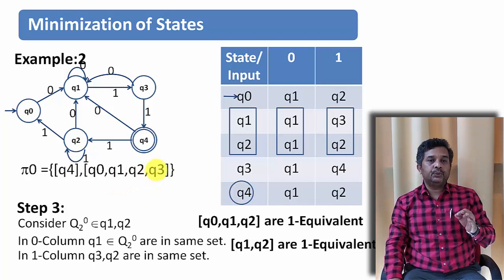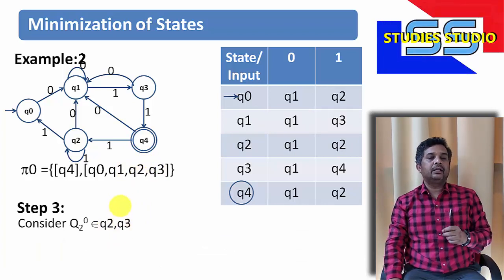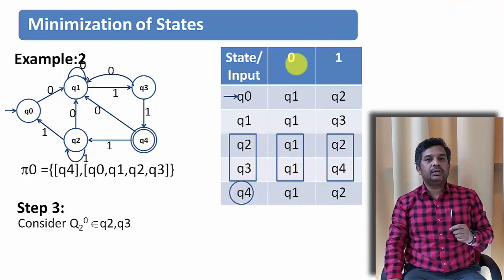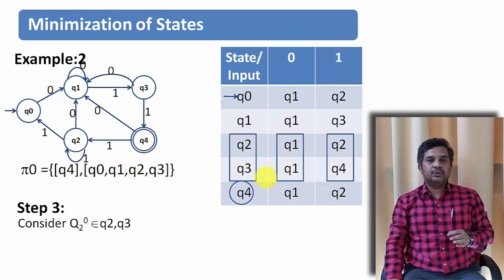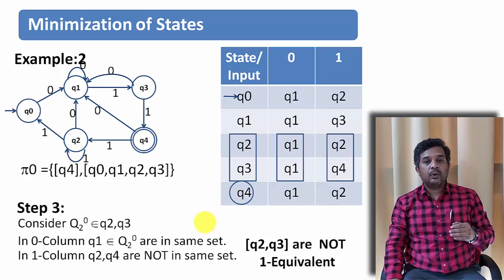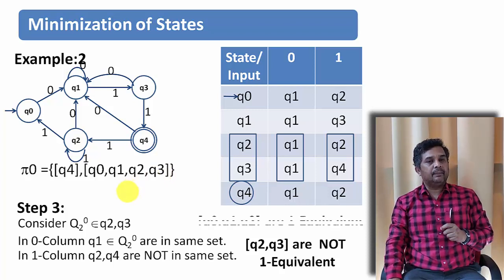Let us see whether Q3 is equivalent to these or it is separate. So I have to check Q2 and Q3. Concentrate on these rows only. Q2 on 0 is Q1, Q3 on 0 is Q1. Q1 and Q1 belong to this partition. Q2 on 1 is Q2, Q3 on 1 is Q4. Now you can see Q2 belongs to this partition, but Q4 belongs to a different partition. So I cannot say that Q2 and Q3 are one equivalent. Rather, I'll say Q2 and Q3 are not one equivalent. Those which are one equivalent, I'll make a separate partition, and those which are not one equivalent, I'll make them a different partition.